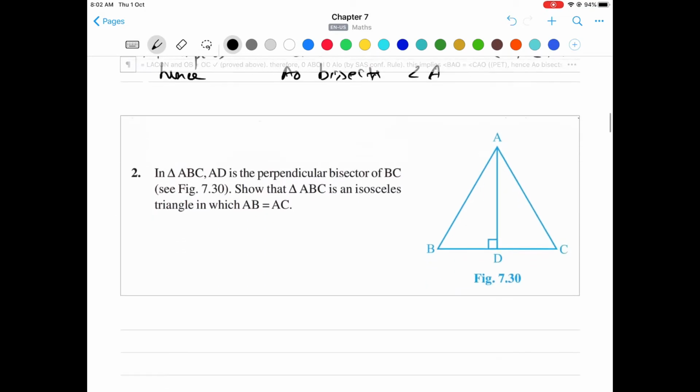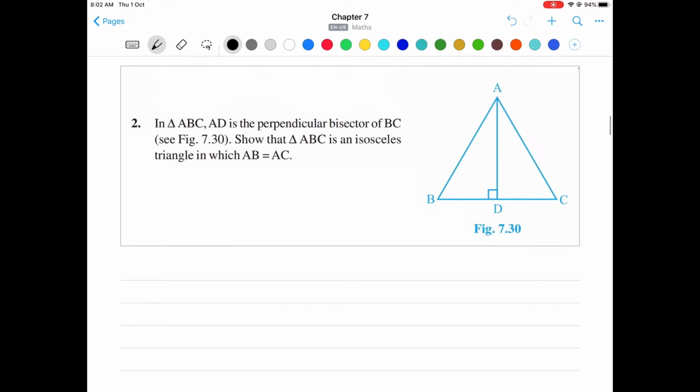Okay, now moving ahead to the next question, we have in triangle ABC, AD is the perpendicular bisector of BC. So we have this triangle ABC in which this AD is the perpendicular bisector of BC. That means the angle here is 90 degrees, also 90 degrees here.